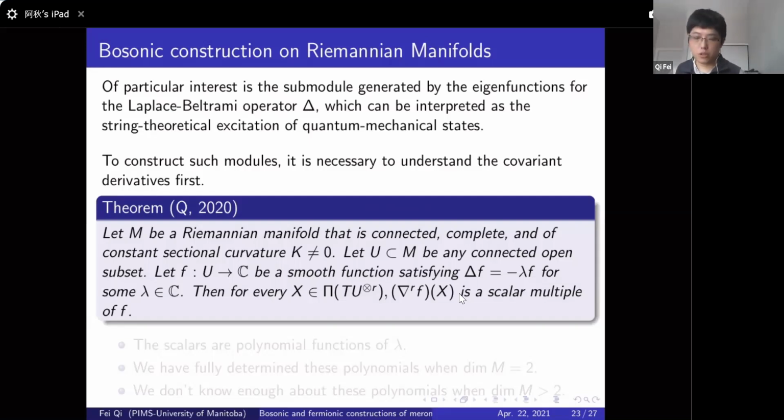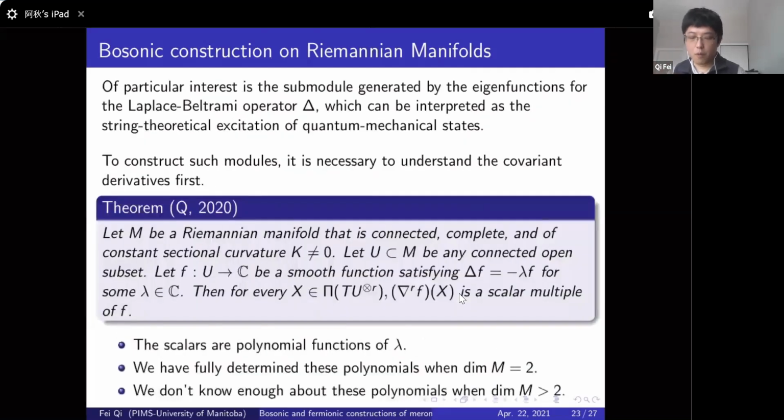Okay, so this is the result I have proved, and it is independent of dimension. Moreover, I can show that the scalar is a polynomial function of the eigenvalue. When the dimension n equals 2, these polynomials can be fully determined. But when the dimension n is strictly greater than 2, it turns out that we do not know enough about these polynomials. I think Andy here is an expert on invariant theory, so he probably understands why this is the case. All right.